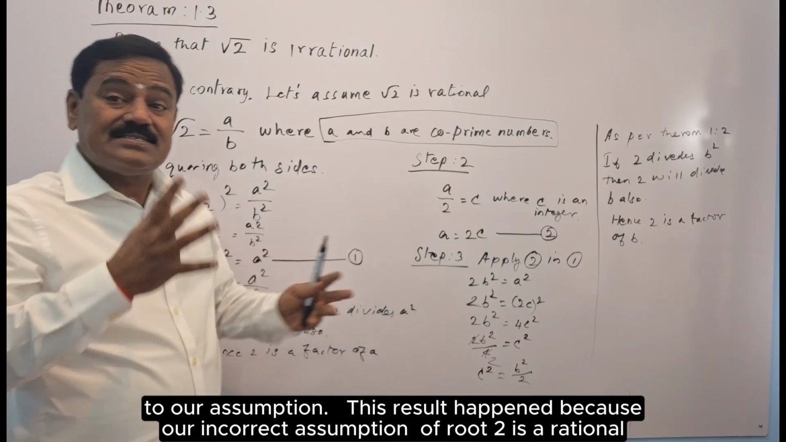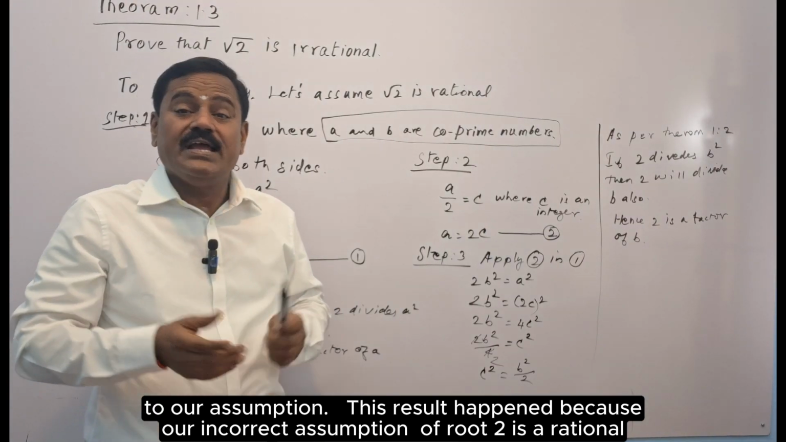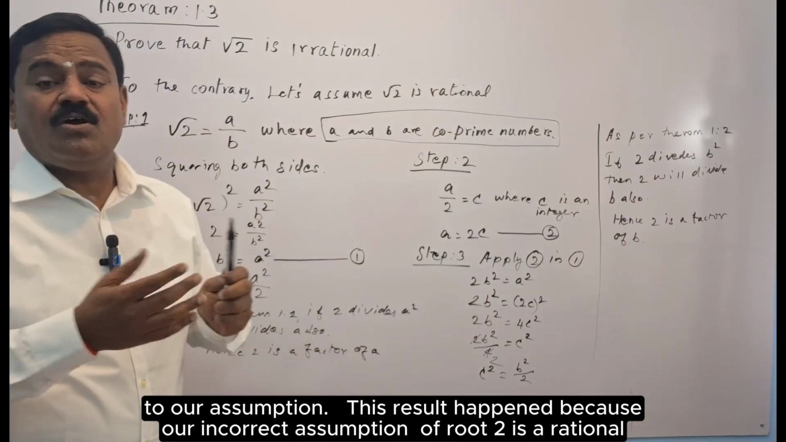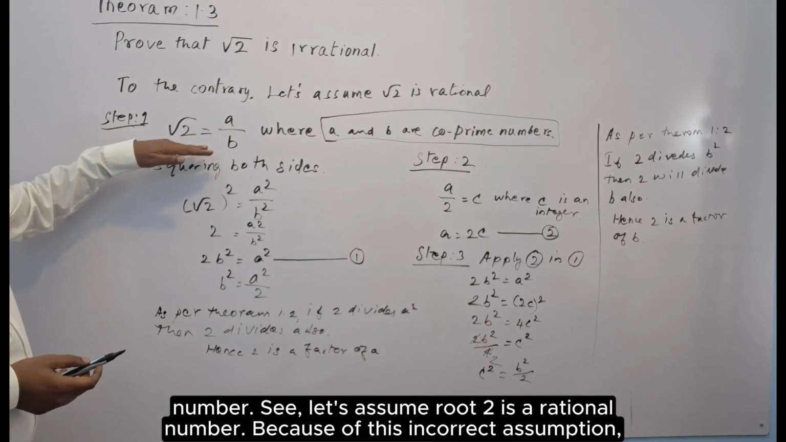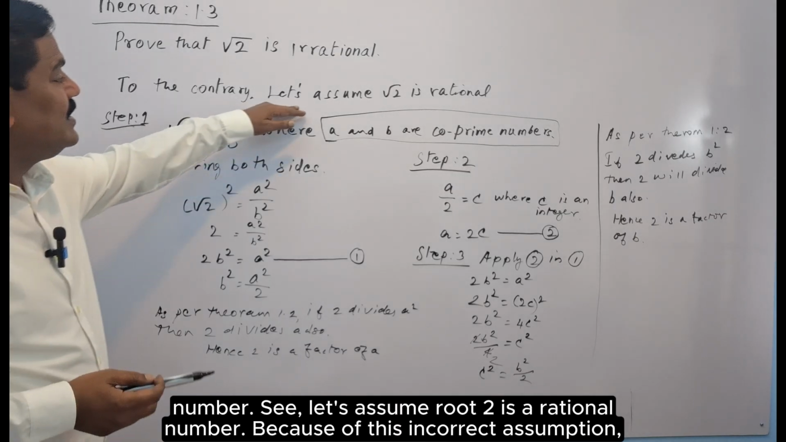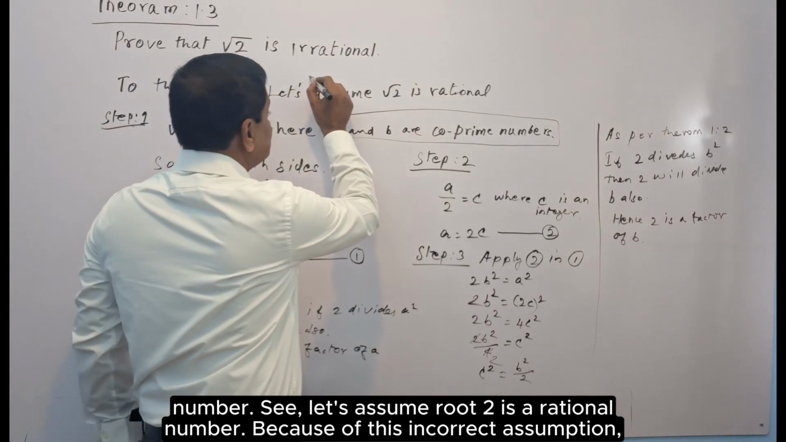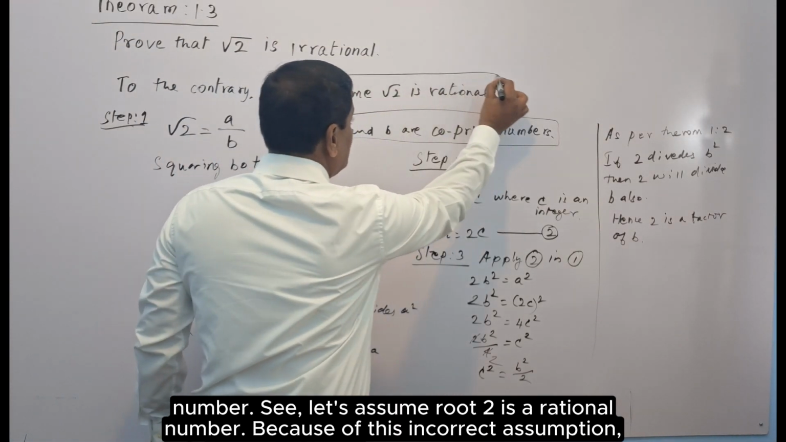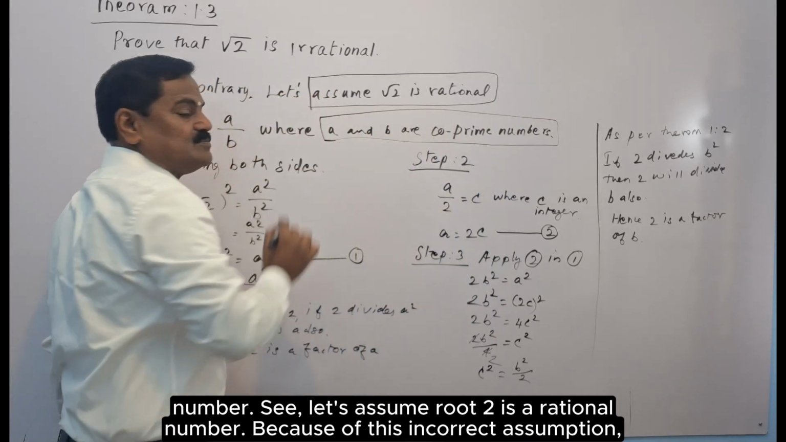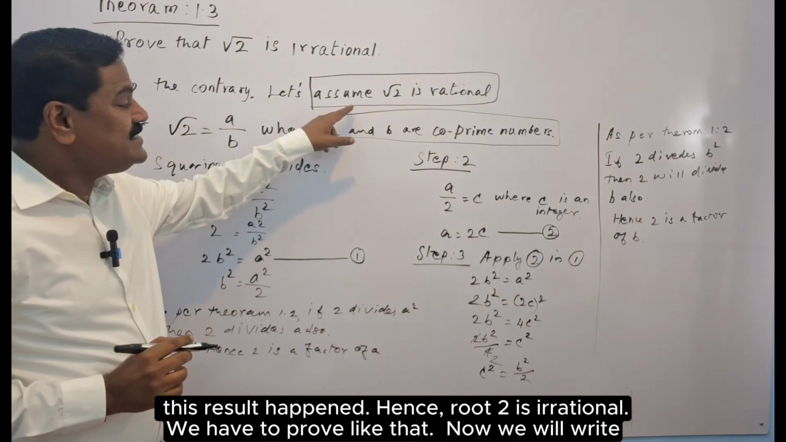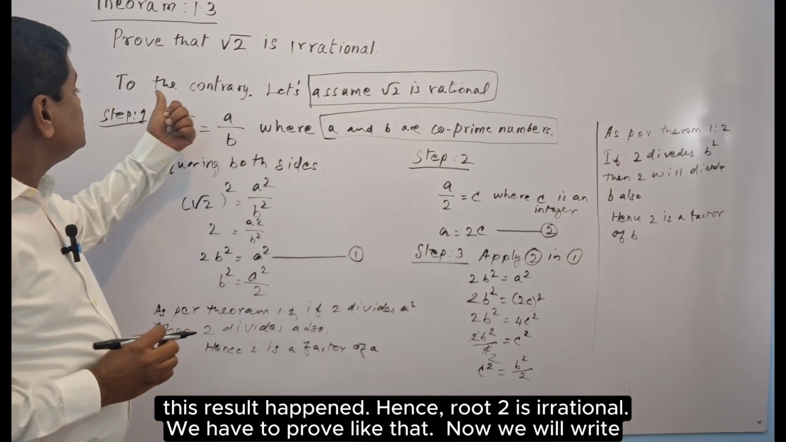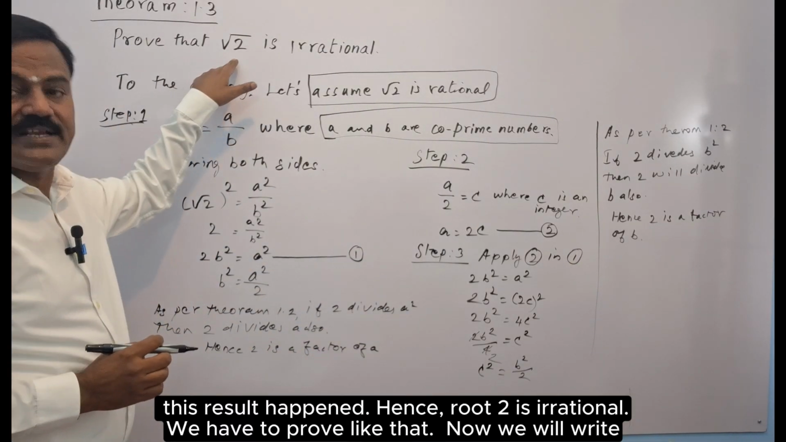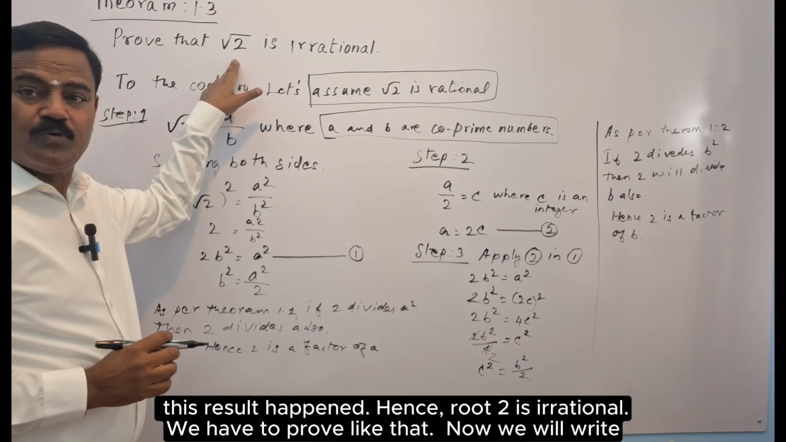This result happened because of our incorrect assumption that root 2 is a rational number. We assumed root 2 is a rational number, and because of this incorrect assumption, this result happened. Hence, root 2 is irrational. We have to prove it like that.